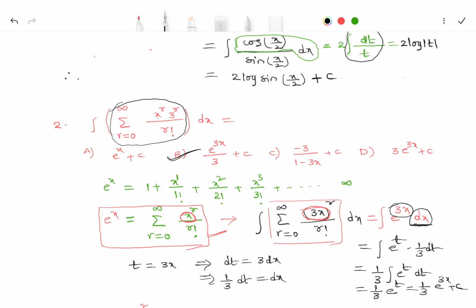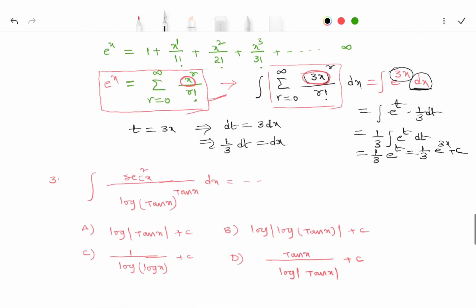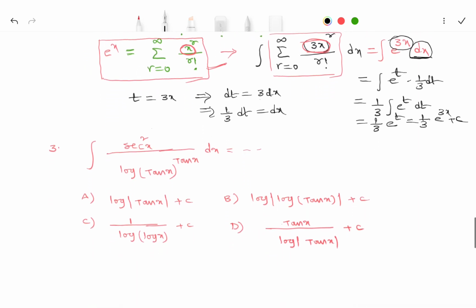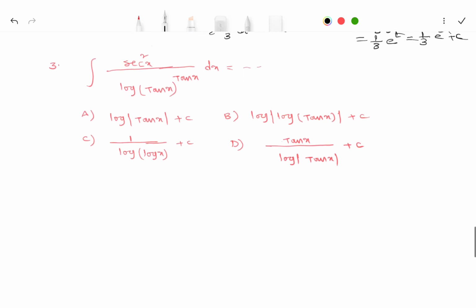The integration of sigma r equals 0 to infinity x to the power of r into 3 power r by r factorial into dx will be 1 by 3 into e power 3x plus c. Right? This is one of the questions. And next, one more question in this model of substitution. Everyone, look at this one here.